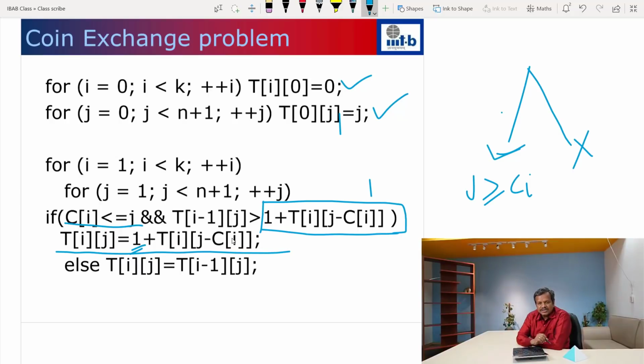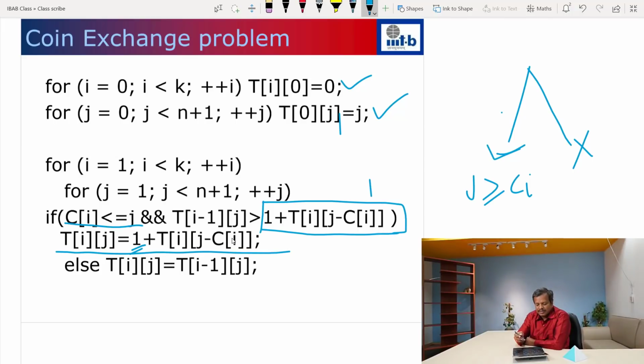If one of these conditions is not true, that means that the j value is actually smaller than c of I. That means that what I want to pay is actually smaller than the coin that I have. That means that I cannot use the ith coin, or using the ith coin is not beneficial, right?